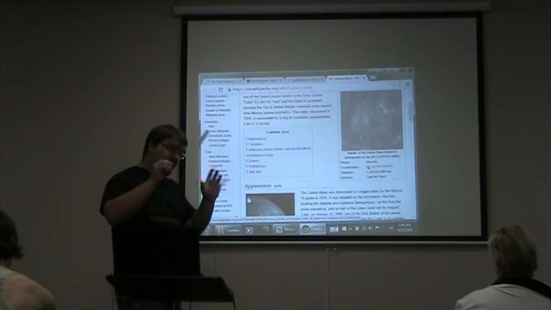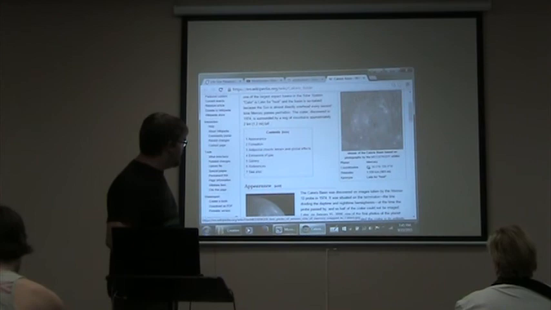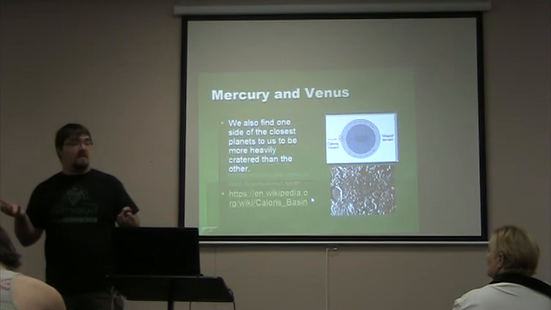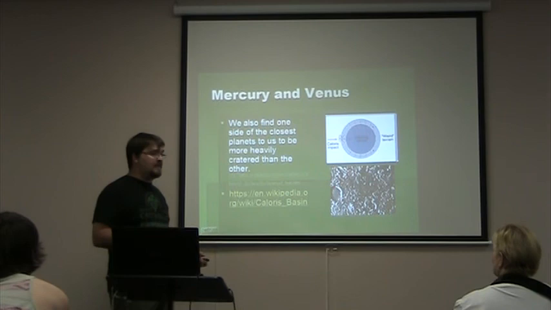Mainstream scientists are kind of baffled by that, because there should be the same number on all sides. Right? If it's been getting blasted with material from space for billions of years, it should have a uniform density of crater impacts all over its entire surface, and it doesn't.